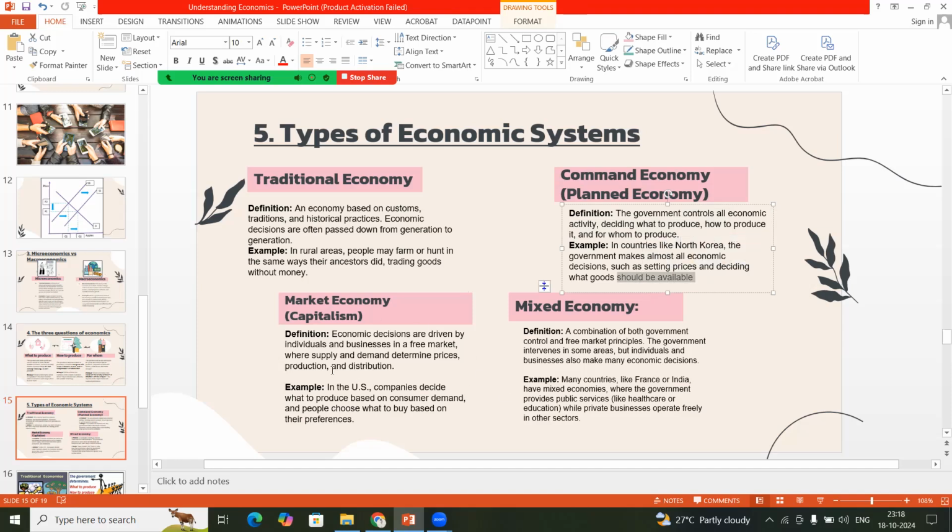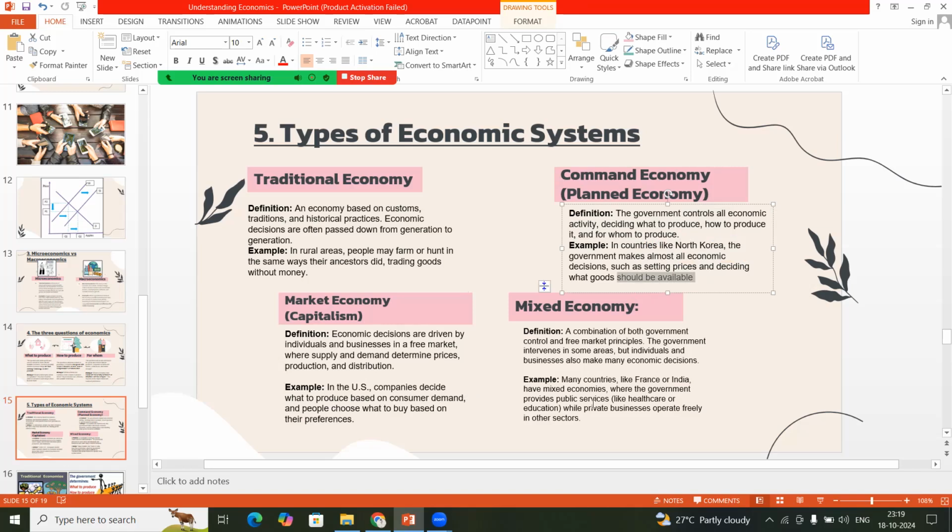Next is market economy, capitalism. That is, it is entirely based on individuals and businesses in a free market, where supply and demand determine prices, production, and distribution. In the US, companies decide what to produce based on consumers. So it depends totally on individual decisions.